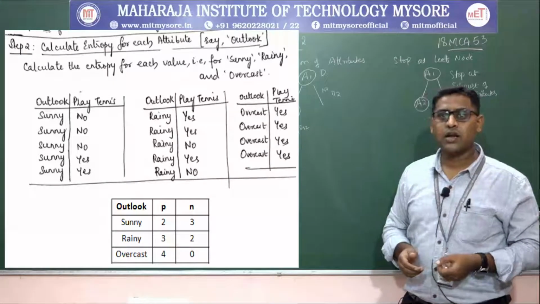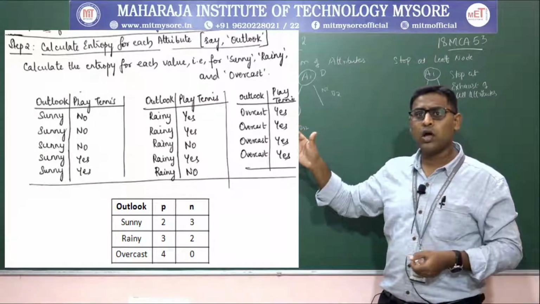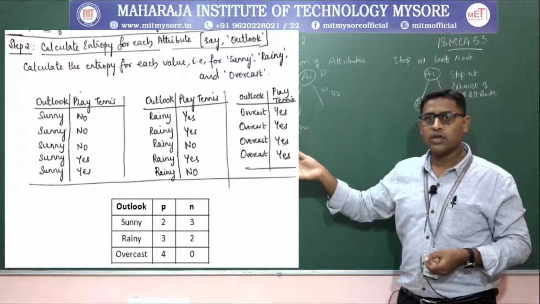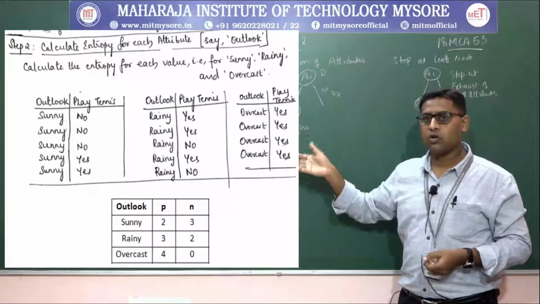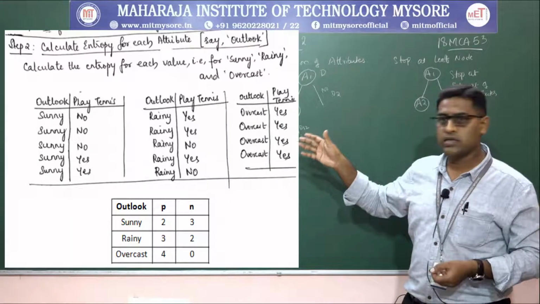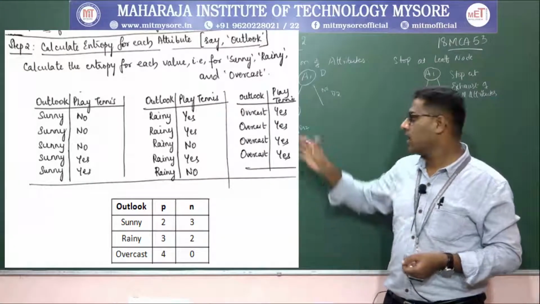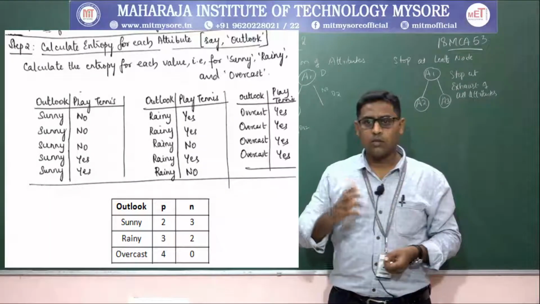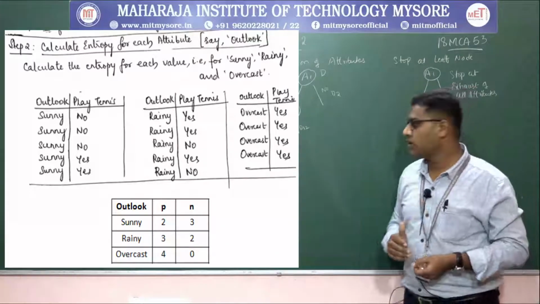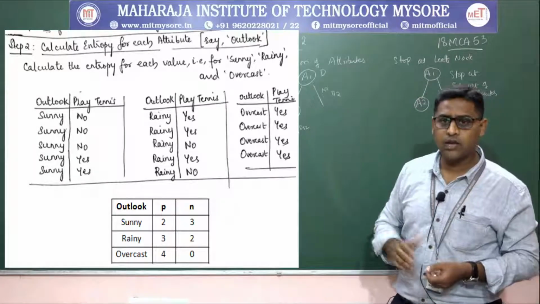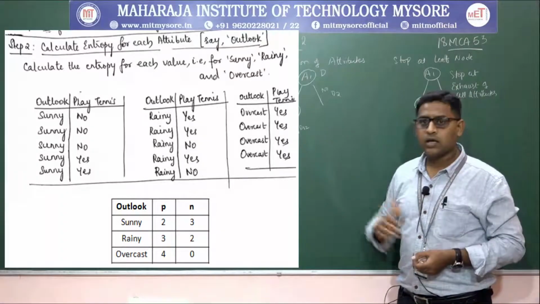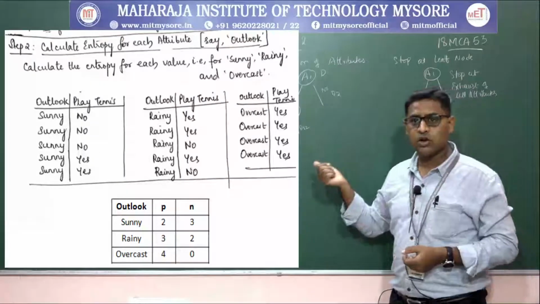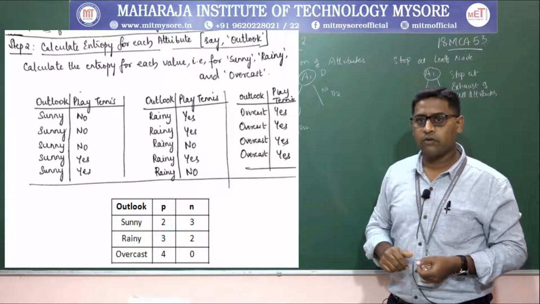On the left-hand side of the table you have outlook, and on the right-hand side you have playing tennis. For outlook sunny, yes or no; for outlook rainy, yes or no; for outlook overcast, yes or no. For sunny you have three negative values and 2 positive values. For rainy you have 2 negative values and 3 positive values. For overcast you have 0 negative values and 4 positive values.